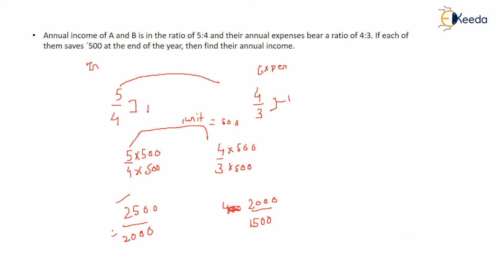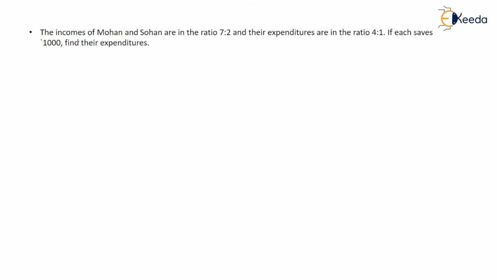Let's solve the next question. Now this is the second type of question where the ratios are different. Now you will clear the concept that I told you. The incomes of the two are in ratio 7 by 2, and their expenditures are in ratio 4 by 1. If they save 1000 rupees, find the expenditure. So here you can see the difference between numerator and denominator is what? 5, and here it is what? 3, right? So you have to cross multiply it.